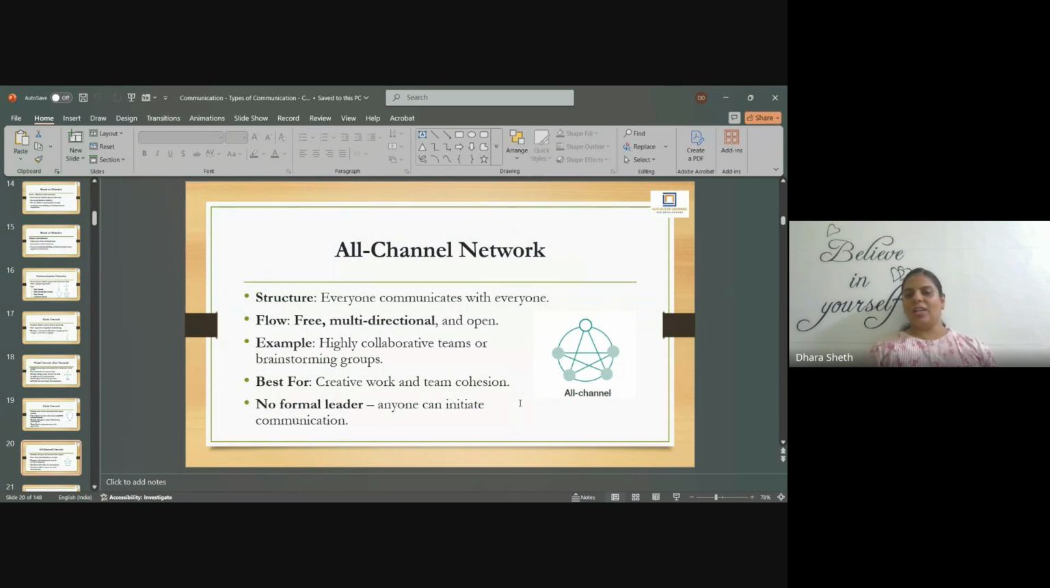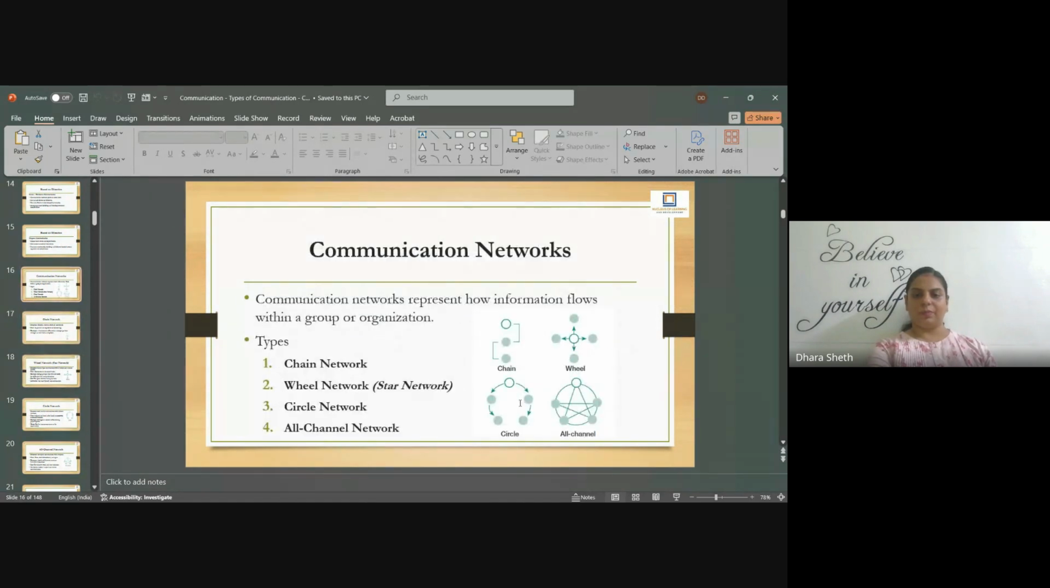Free, multi-directional, open, highly collaborative teams, brainstorming groups, especially when there are creative projects happening. This kind of communication is important. You don't know which idea comes from which place. Okay, there's no formal leader. Anyone can initiate the communication. That's an all-channel network. So communication networks are of 4 kinds. Chain network, wheel network, circle network, and all-channel network.